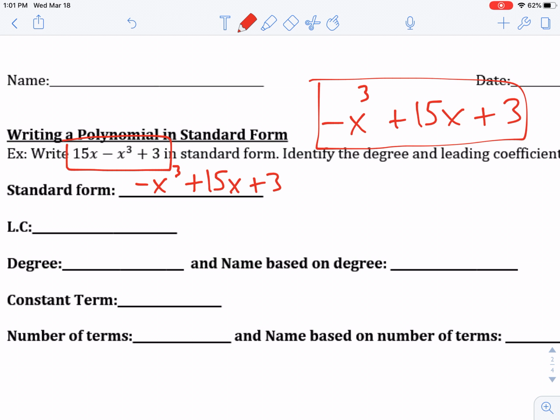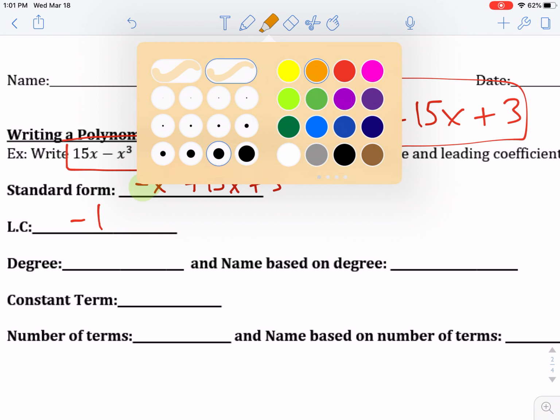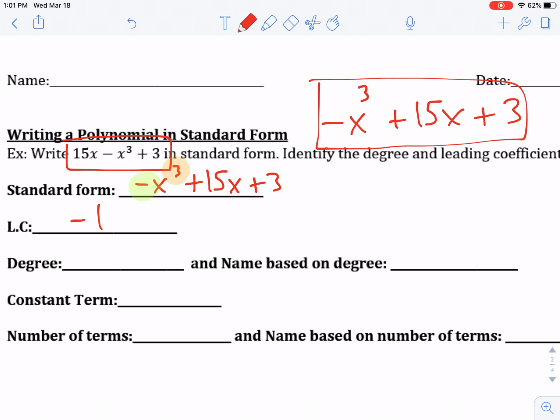The leading coefficient is the very first number you see. Well, there's no number there. It's just a negative sign, right? That's really -1. The degree is the highest exponent right there, which is 3. The name based on the degree, a third degree polynomial is called a cubic.